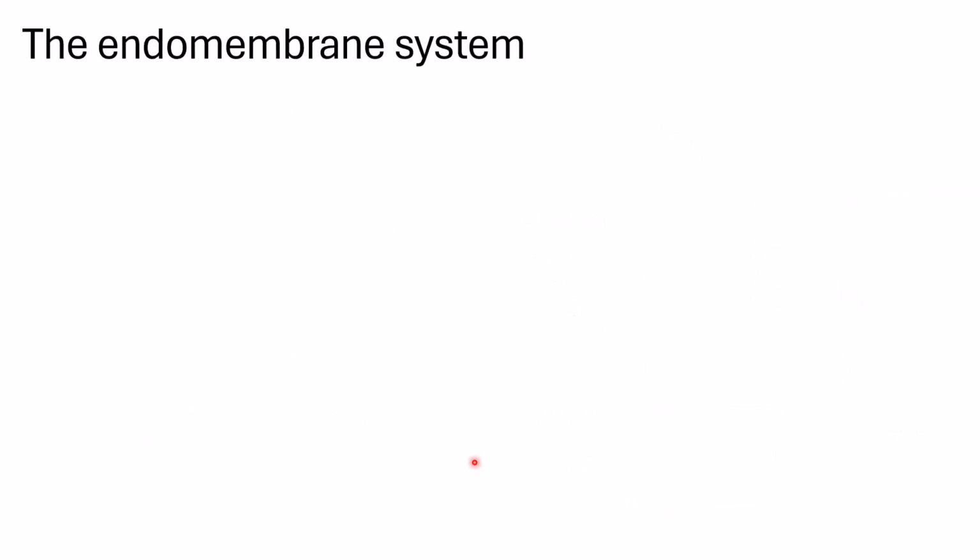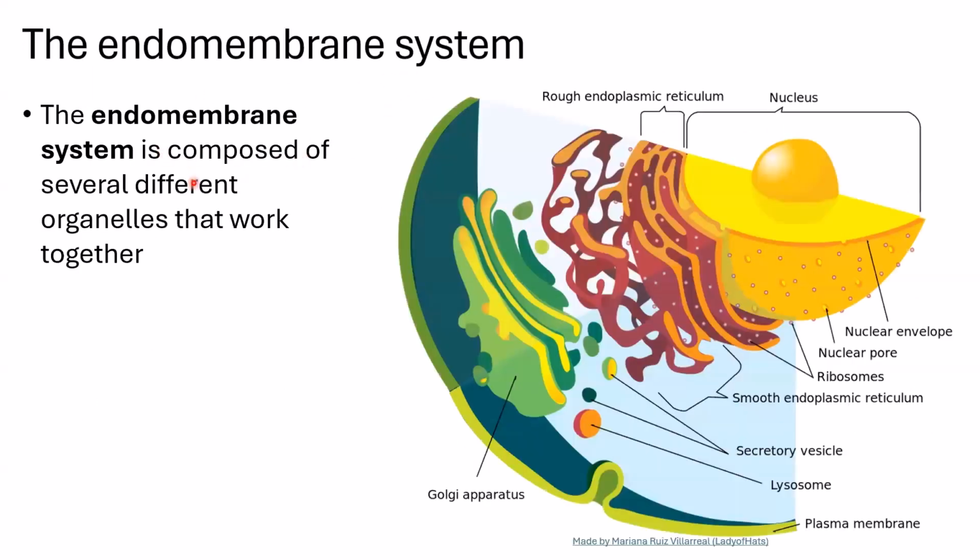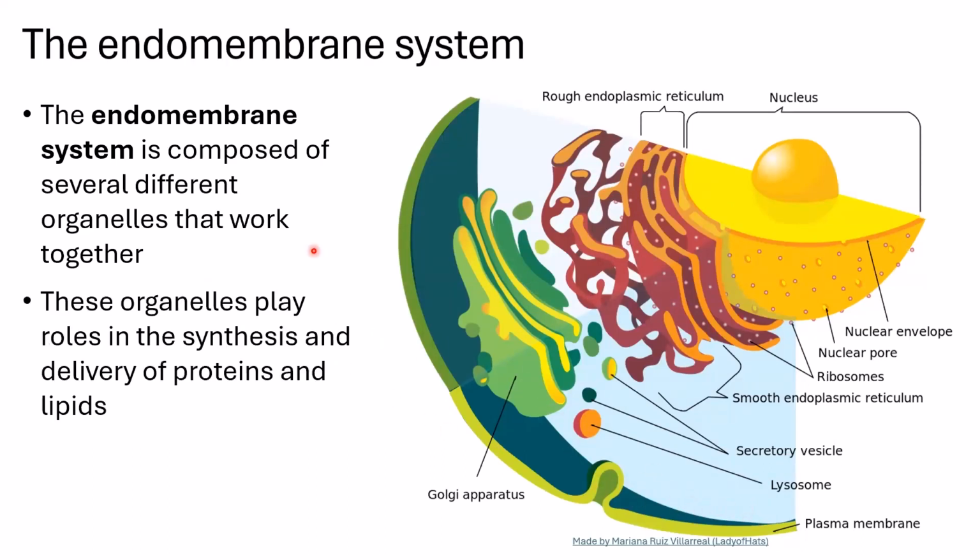Now let's start going through the endomembrane system. The endomembrane system is composed of several different organelles and parts of the cell, including the nucleus, the endoplasmic reticulums, the Golgi, the lysosomes, ribosomes, and the plasma membrane. These work together to make various proteins and lipids for the cell.